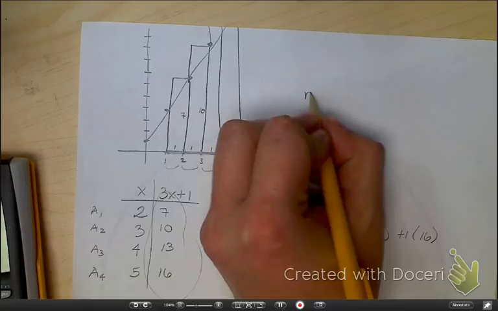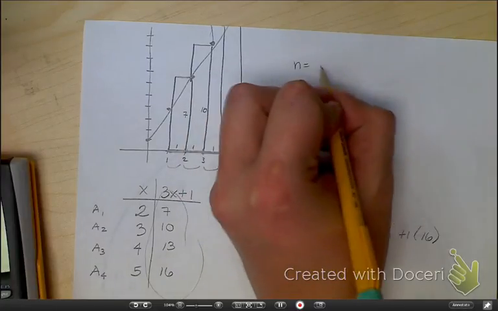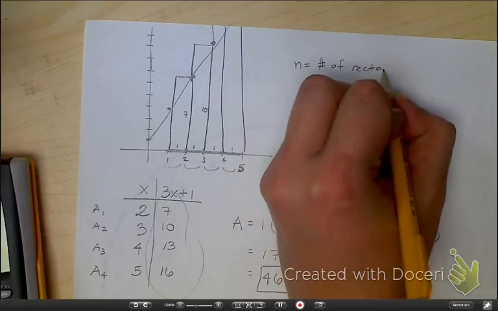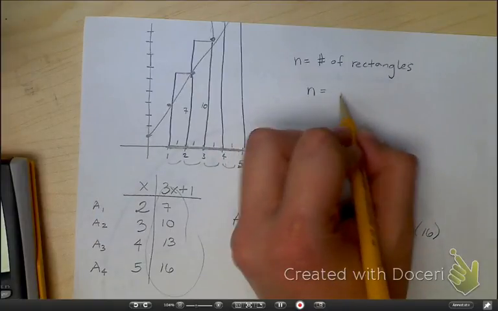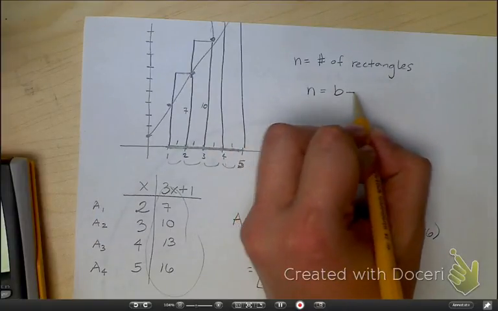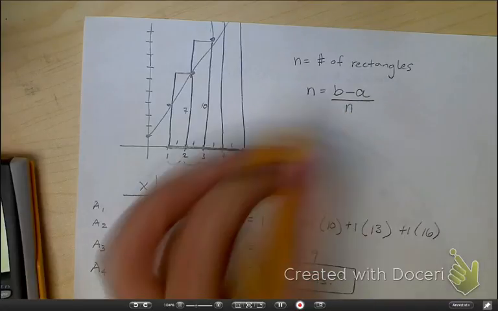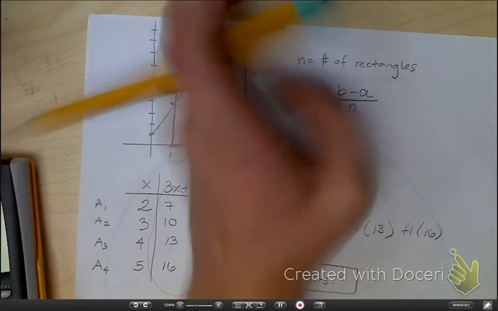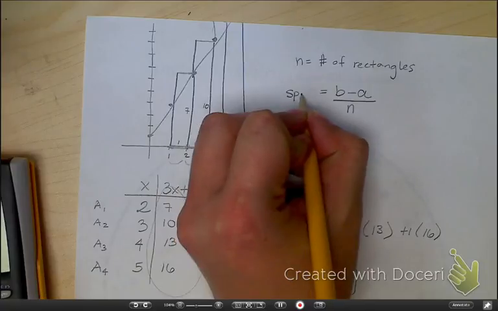So we'll use n to be the number of rectangles. N equals the number of rectangles, corresponding to this formula. So b minus a divided by, I'm sorry, n is not the number of rectangles. It's just not here. This is the spacing, or the base.